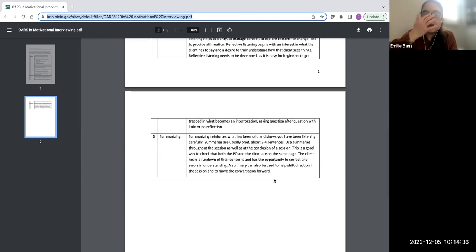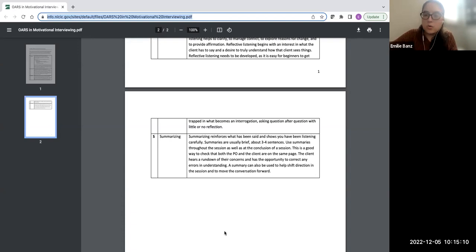Summarizing, though, is for large chunks of information. So summarizing is something that you might do midway through the session, because maybe you're switching from one topic to another topic. Summarizing is also something that you can do at the end of the session. You might say to the person, hey, we talked about a lot today. I just kind of want to make sure we're both on the same page about everything that we talked about, as well as what you're going to be doing for homework prior to our next session. Okay, so that's summarizing.